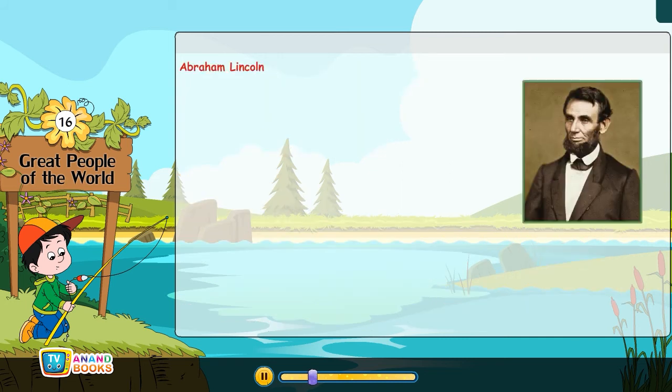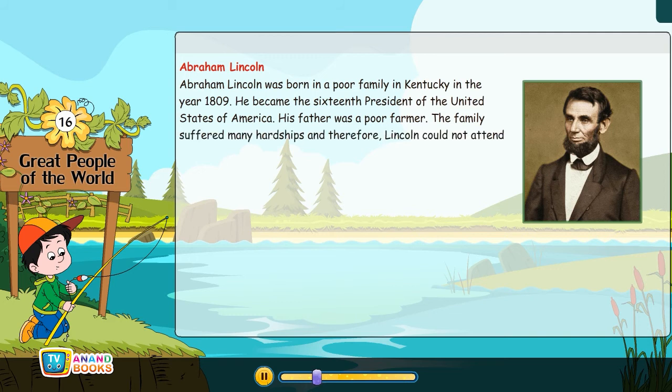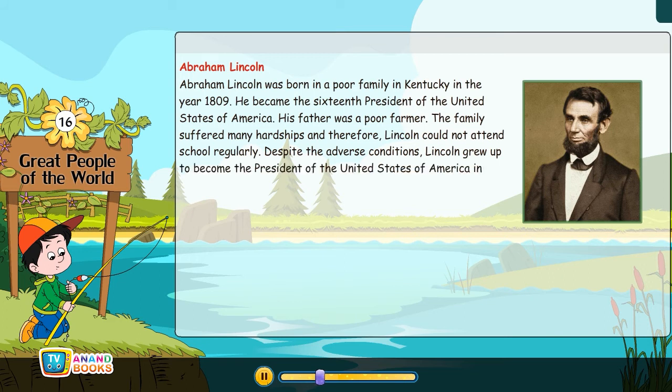Abraham Lincoln. Abraham Lincoln was born in a poor family in Kentucky in the year 1809. He became the 16th President of the United States of America. His father was a poor farmer. The family suffered many hardships and therefore Lincoln could not attend school regularly. Despite the adverse conditions, Lincoln grew up to become the President of the United States of America in 1861.